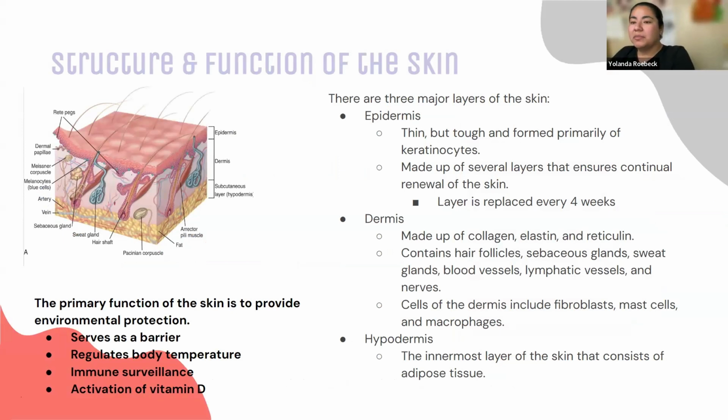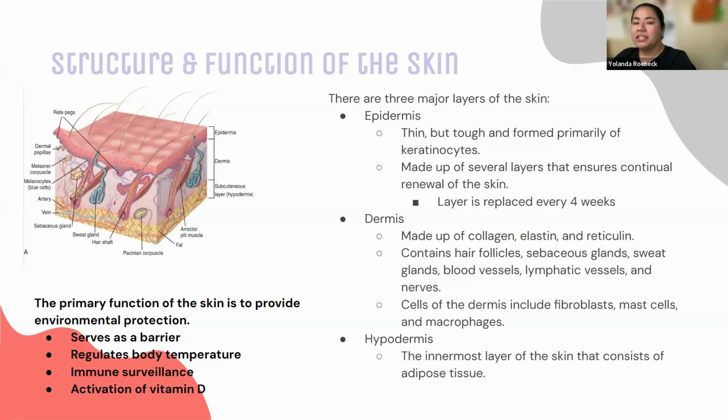The dermis is made up of collagen, elastin, and reticulin. It contains hair follicles, sebaceous glands, sweat glands, blood vessels, lymphatic vessels, and nerves. Cells of the dermis include fibroblasts, mast cells, and macrophages. Hypodermis is the innermost layer of the skin that consists of the adipose tissue.